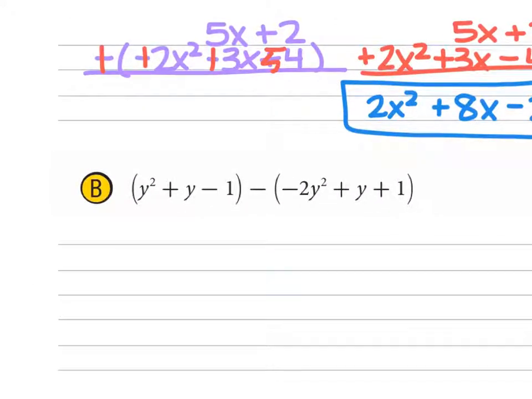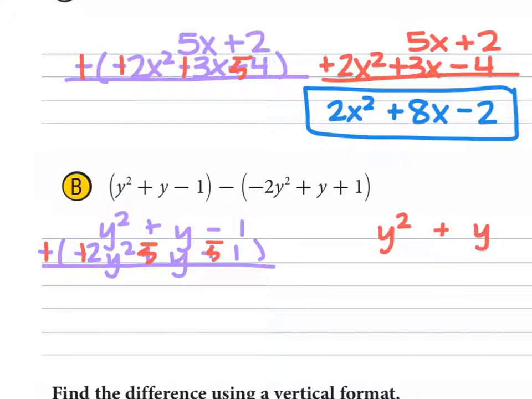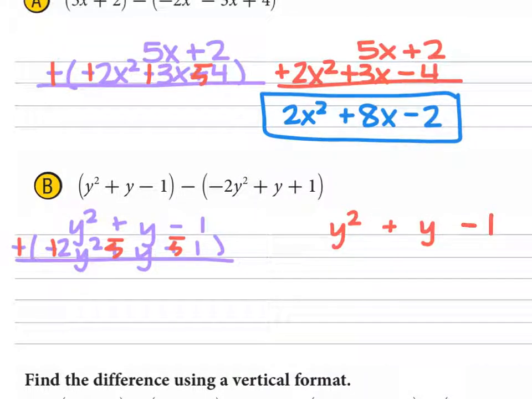For B, we have y squared plus y minus 1 minus a negative 2y squared plus y plus 1. So again, we're going to change the sign on everything underneath or on the bottom in front of each term. So this is going to then turn into y squared plus y minus 1 plus 2y squared minus y minus 1.